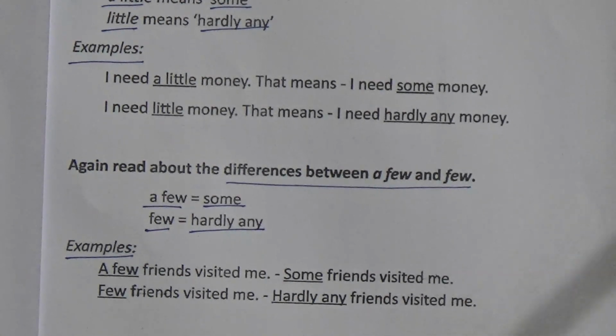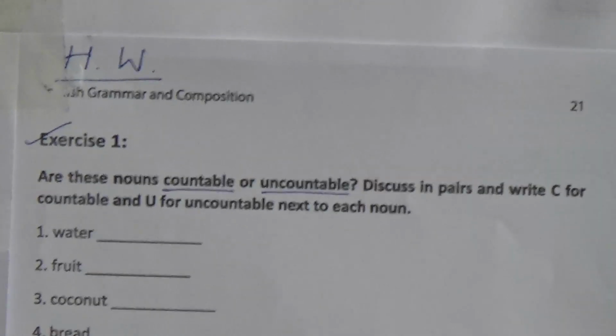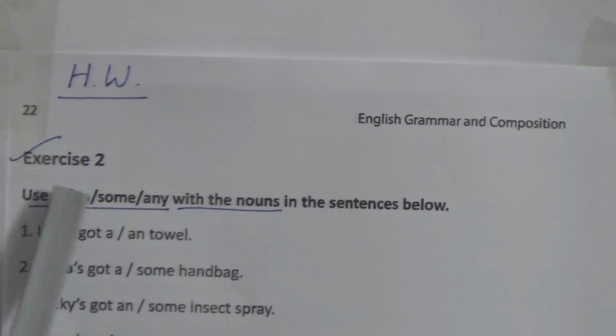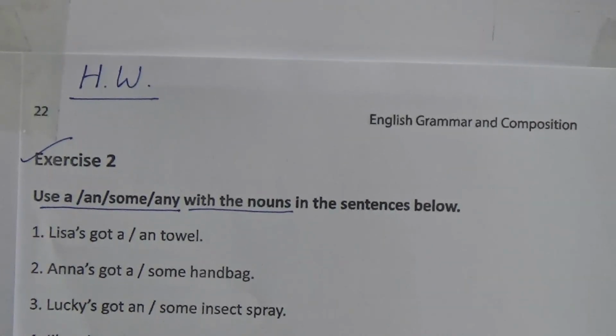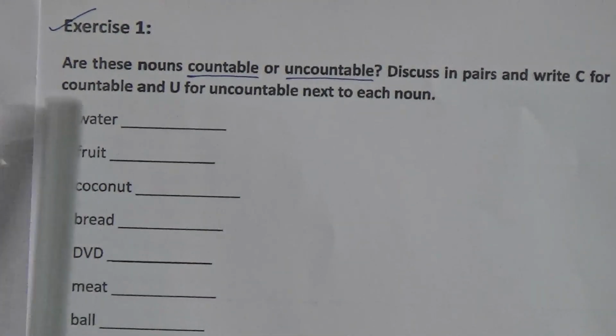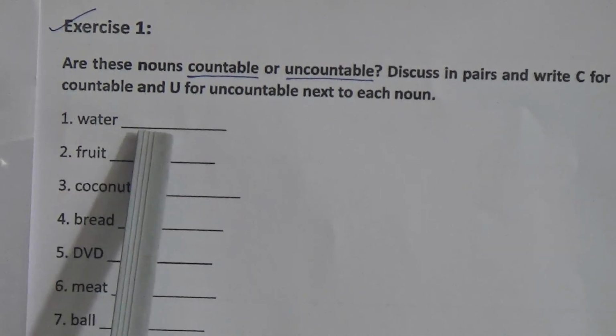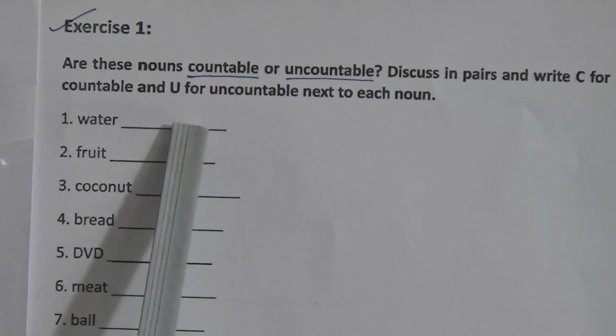Okay, dear students, next homework. This is homework 1, exercise 1 on page 21 and exercise 2 on page 22. These two exercises will be your homework for next class. Exercise 1 is identifying if the nouns given are countable or uncountable. If the noun is countable, write countable in front of it. If the noun is uncountable, write uncountable in front of it. Do it in this way in your exercise book.